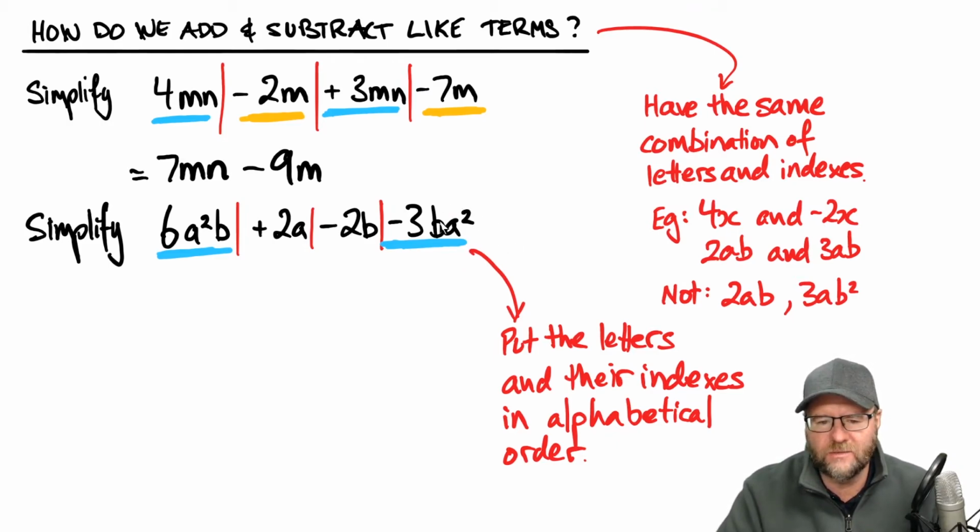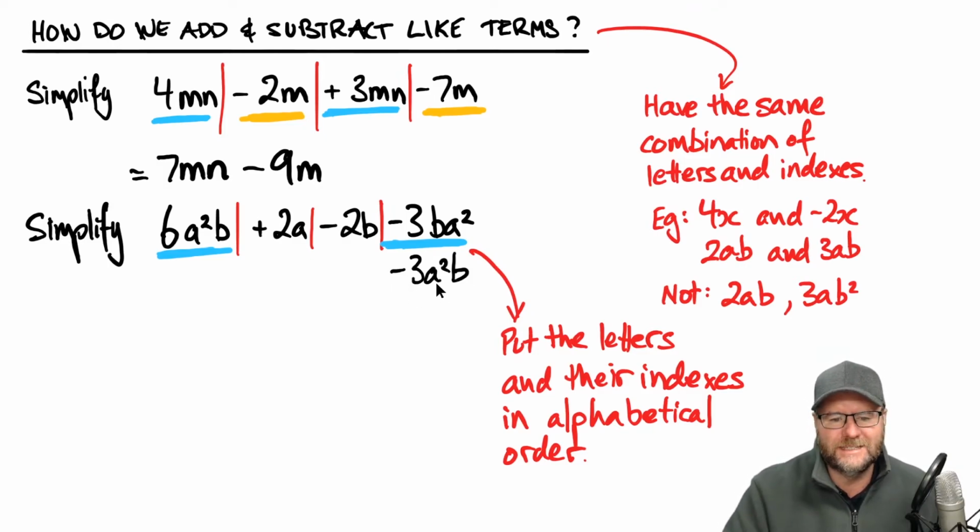These ones you'll see are not in alphabetical order. So I'd always encourage you, if they're not, just go back and put the letters and their indexes into alphabetical order. So this one would become minus 3a squared b. So move the a and its index to the front, because when I do that now I can see that it's a like term with the 6a squared b. Now the reason I can do this is because it doesn't matter what order you multiply things in. So basically what this means is minus 3 times b times a squared. Remember, in algebra we just don't write the multiplication signs in. But because I can multiply in any order, it's okay for me to take the a squared and move it up in front of the b.